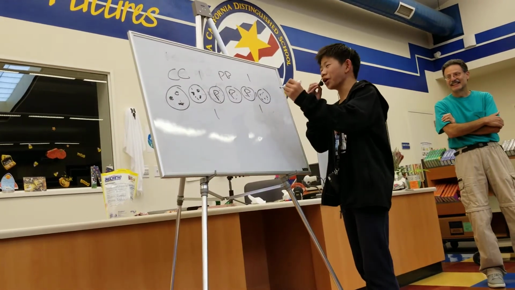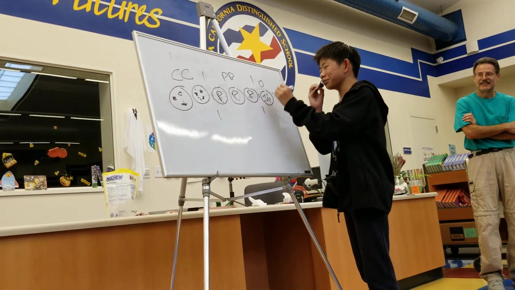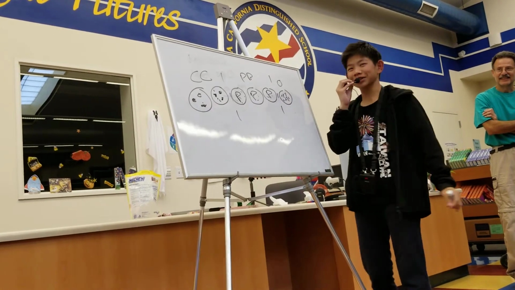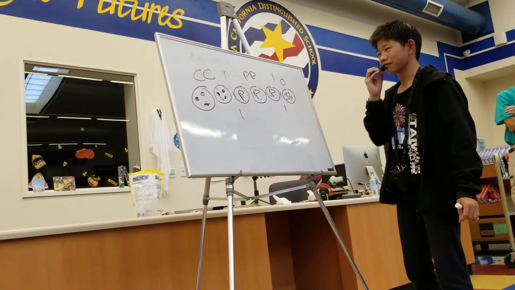And then the last one is going to be an oatmeal cookie. You can tell it's an oatmeal cookie because it has a sad face on it. Because it's an oatmeal cookie. No one likes oatmeal cookies.